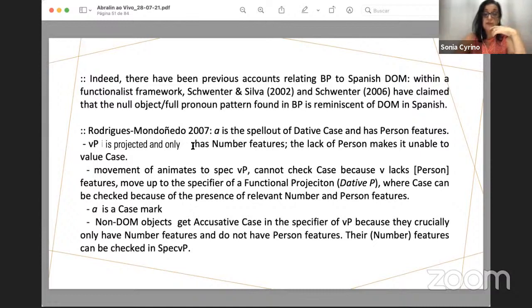And the DP is projected and only has number features. The lack of person makes it unable to value case. Movement of animate DPs to the specifier of little v cannot check case because little v lacks person features. So it has to move up to the specifier of a functional projection, which he calls dative P, where case can be checked because of the presence of the relevant number and person features. So "a" is a case mark. And objects that are not DOM marked get accusative case in the specifier of vP because they crucially only have number features and do not have person features. And the number features have to be checked outside.